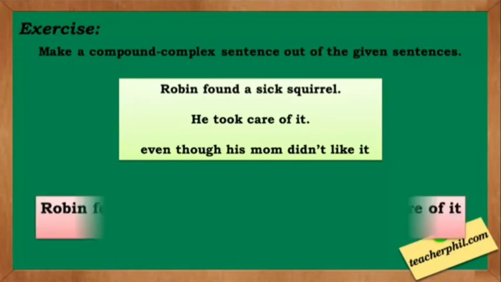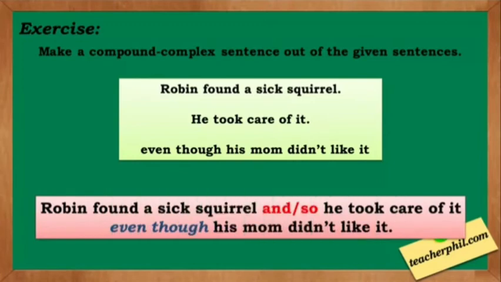The answer is Robin found a sick squirrel and, or you can also use so, he took care of it even though his mom didn't like it. The two independent clauses in this sentence are Robin found a sick squirrel and he took care of it. Even though his mom didn't like it is our dependent clause.